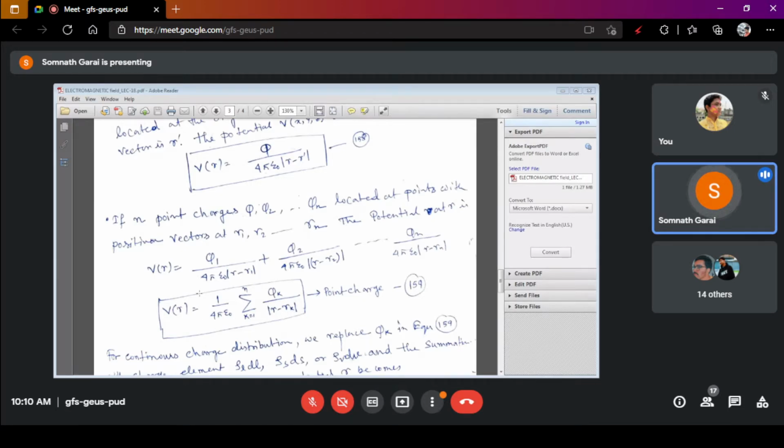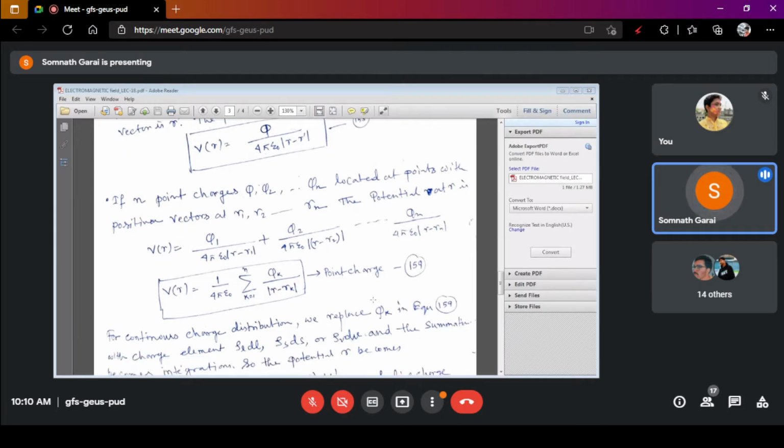Okay, so that equation is the potential of n point charges. V of r is equal to 1 over 4 pi epsilon naught, summation of k equals 1 to n, qk divided by mod of r minus rk. That is the potential of n point charges situated at different vector locations r1, r2, r3, up to rn, right? Okay. Got my point?